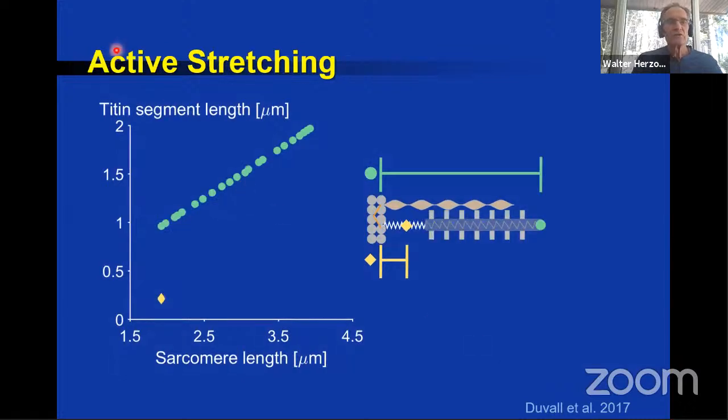And now we do this with the activated muscle. So now we expected that this segment, the PEVK segment, would bind to actin and would therefore not elongate. So this would remain constant, which would mean the length of this point would be constant and would be going parallel to the horizontal axis. But that did not happen.